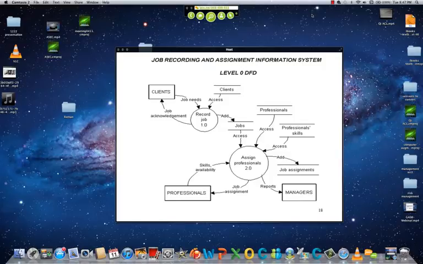Questions? This is one example, so you will see several examples of those. This is called a level 0 DFD.